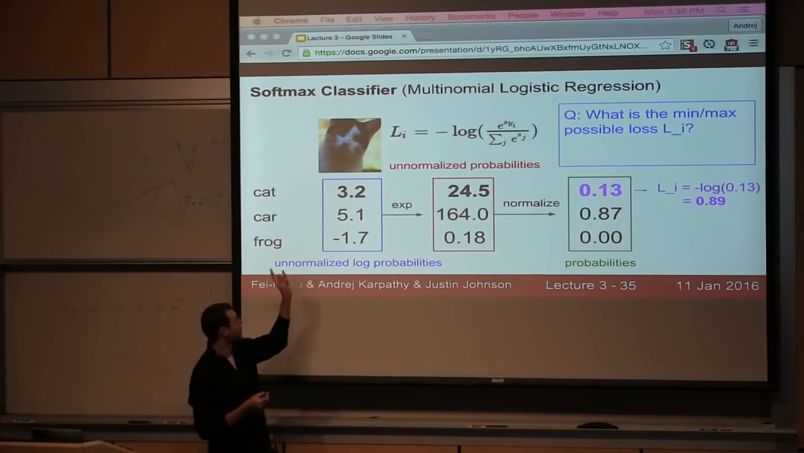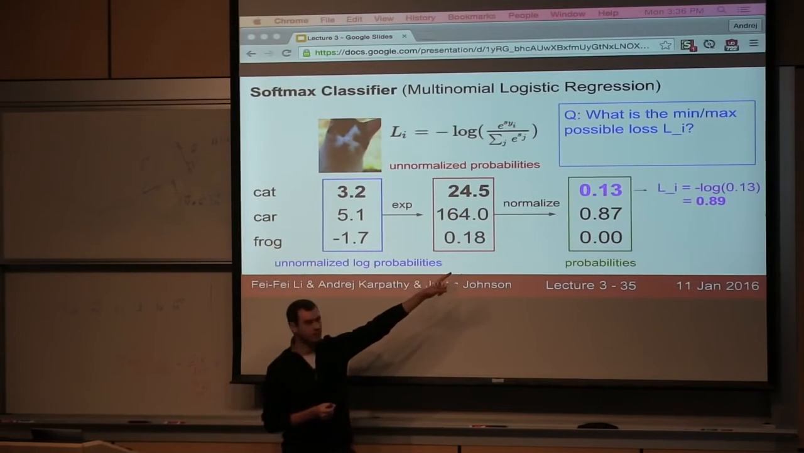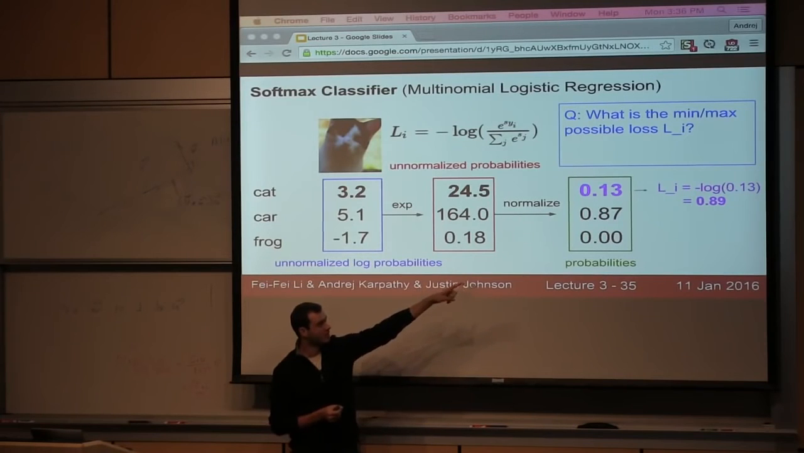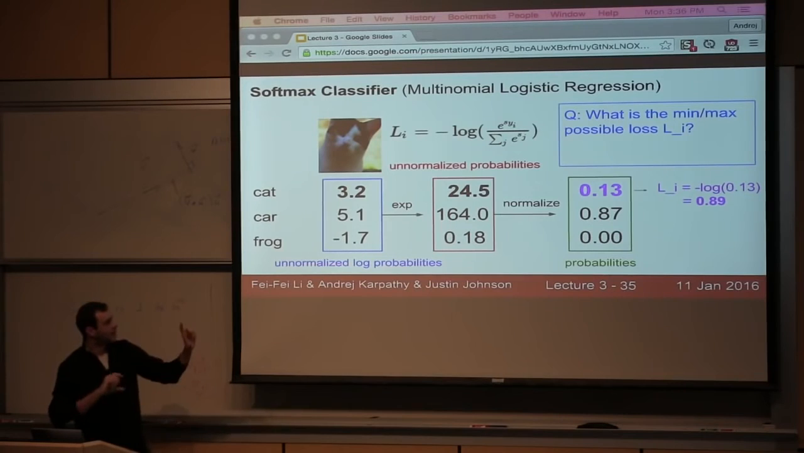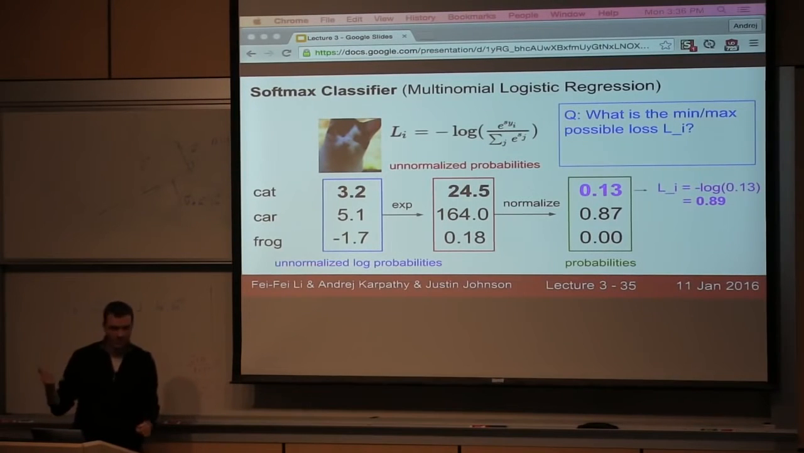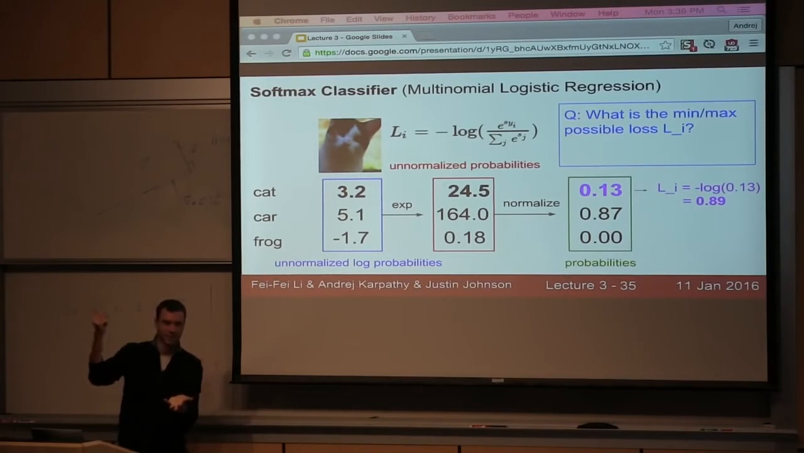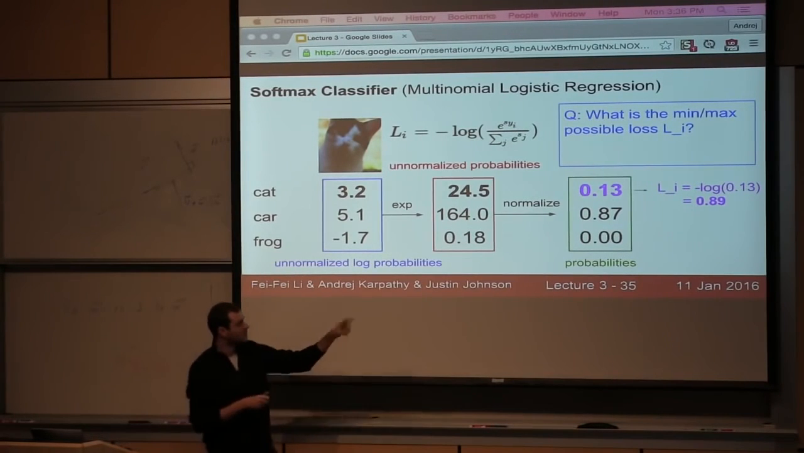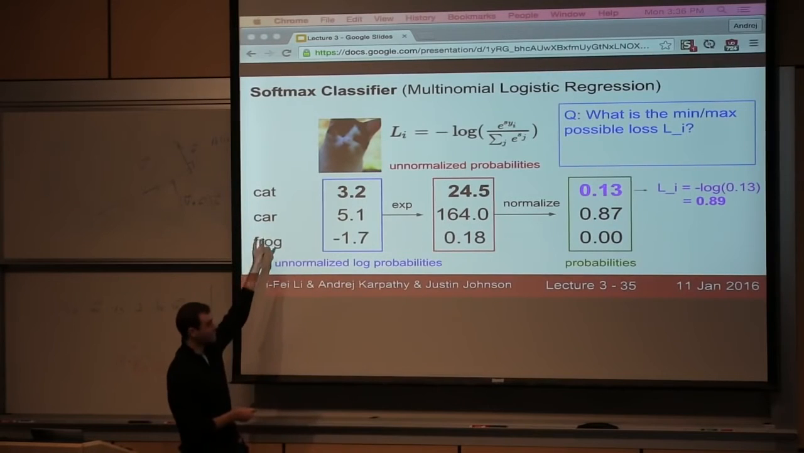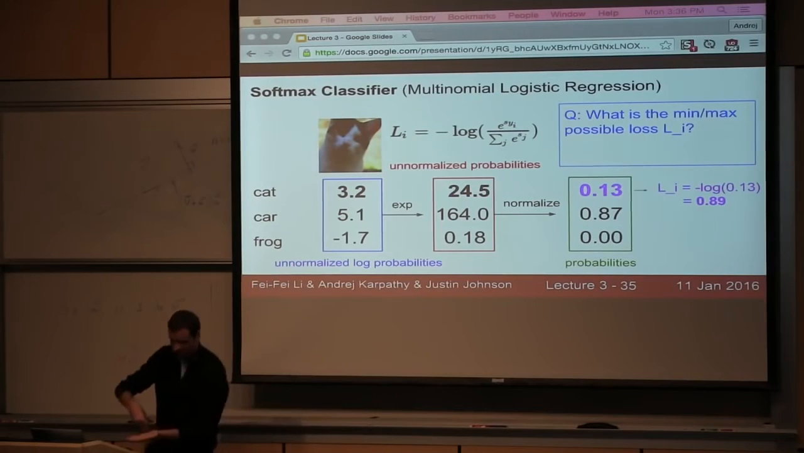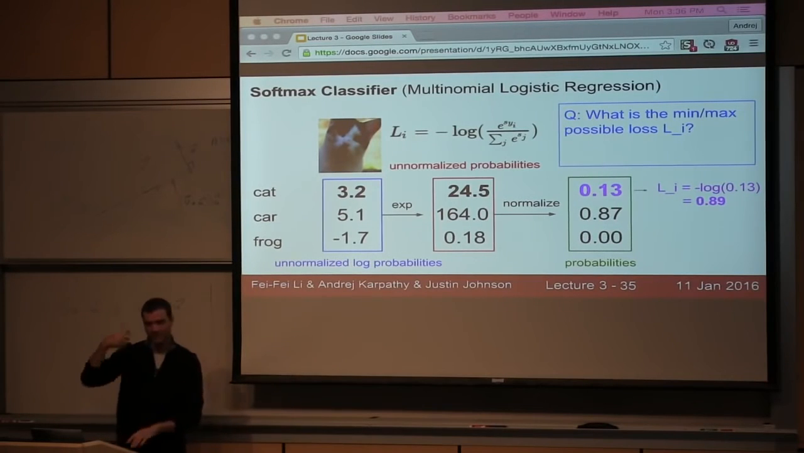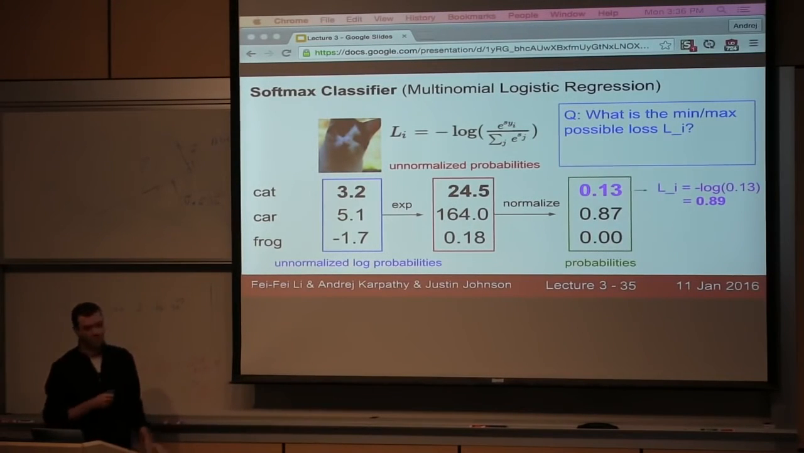Okay, good. So if your correct class is getting probability of 1, we're plugging 1 into the log, and we're getting negative log of 1, which is 0. And the highest possible loss? Infinite. So just as with SVM, 0 is minimum, and infinite is maximum. Infinite loss would be achieved if you end up giving your cat score a very tiny probability, and then log of 0 gives you negative infinity, so negative that is just infinite. So yeah, the same bounds as SVM.